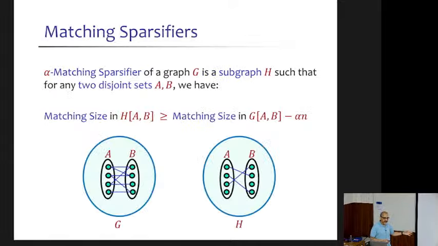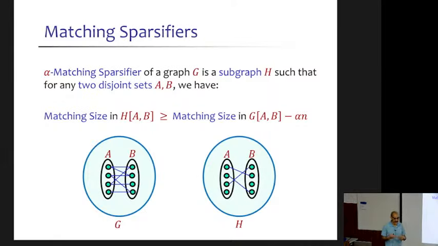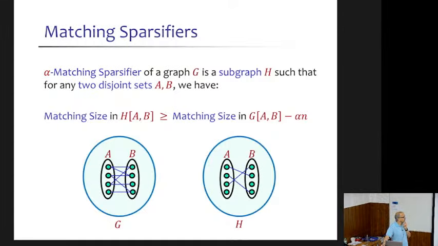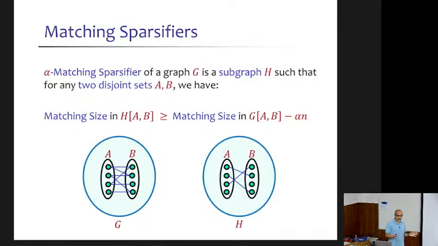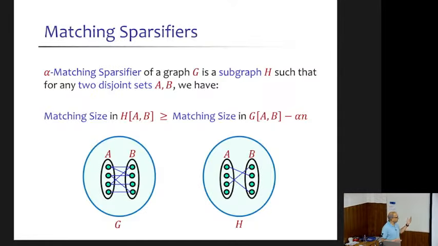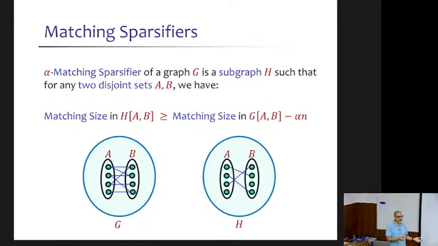To make this approach more precise, let me formally introduce the concept of a sparsifier for matching. You are familiar with such a concept for cuts, cut sparsifiers, which was discussed on day 1 and 2. For matching, the concept we are going to use is the following. An alpha matching sparsifier of a graph G is a subgraph H with the following property. Given any two disjoint sets A and B of vertices, the size of the largest matching between A and B in the sparsifier H is within alpha additive error of the size in the original graph G. So you're preserving matchings to within an additive error of alpha.